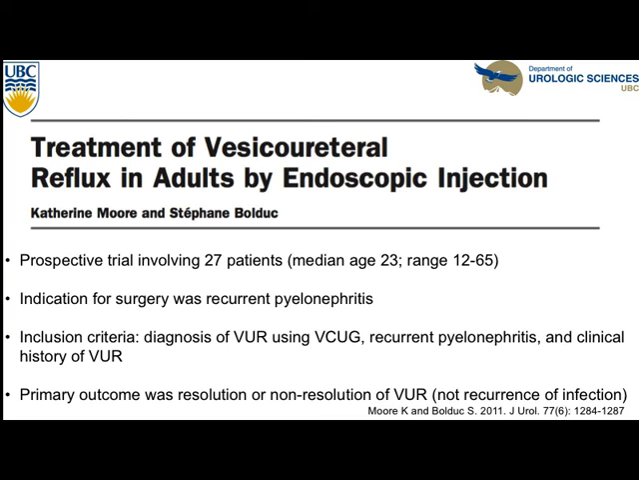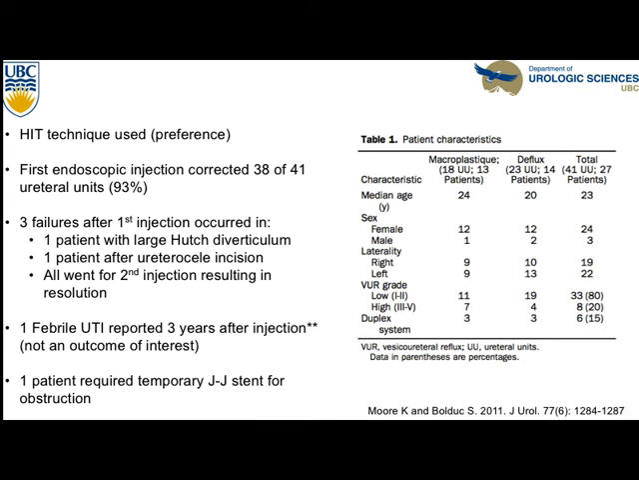A follow-up renal ultrasound and VCUG was done at 3 months to see if there was resolution or not. Again, such a short time frame. But follow-up, they said, was 3 years. They kept in touch with these patients through office visits, not performing any investigations unless clinically indicated. They used the HIT technique, purely based on surgeon preference. The first endoscopic injection corrected 38 of 41 ureteral units, because some patients had bilateral reflux. They also used Deflux and another bulking agent called Macroplastique that is not approved in children.